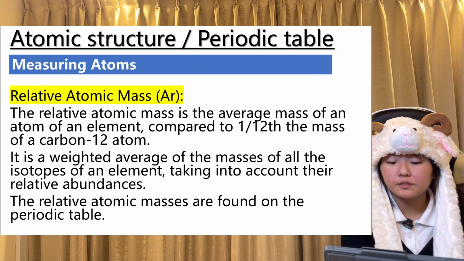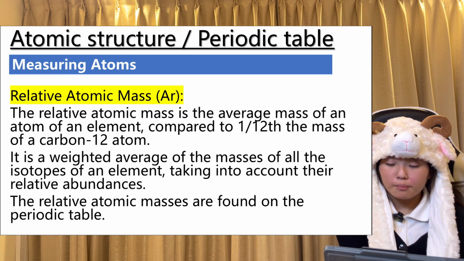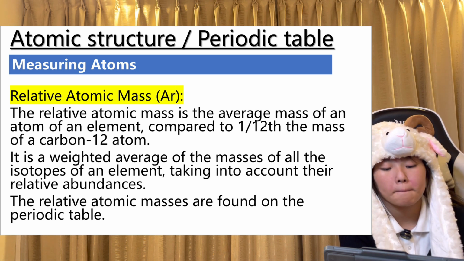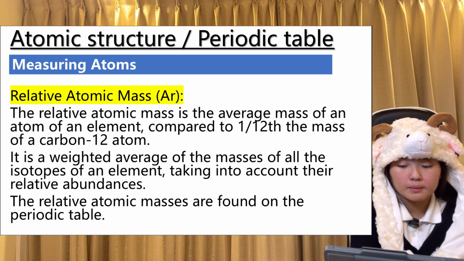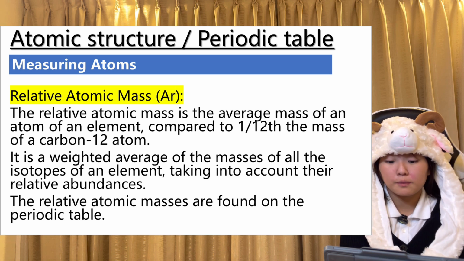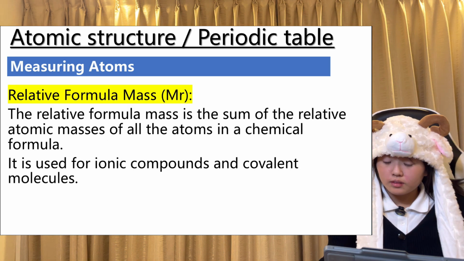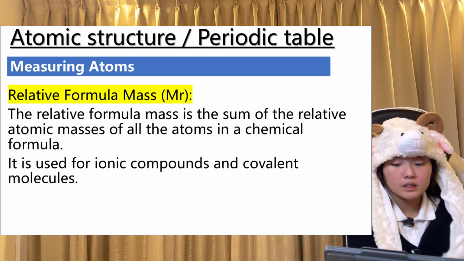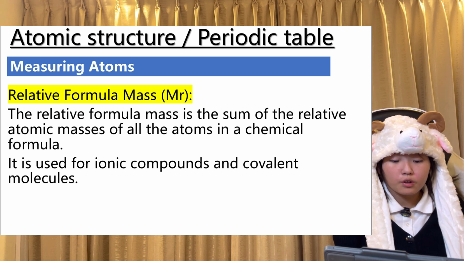A relative atomic mass is the average mass of an atom of an element, compared to a twelfth of the mass of a carbon-12 atom. It is a weighted average of all the masses of the isotopes of an element, taking into account their relative abundances. The relative atomic mass is found on the periodic table. The relative formula mass is the sum of all the relative atomic masses of all the atoms in a chemical formula. It is used for ionic compounds and covalent molecules.